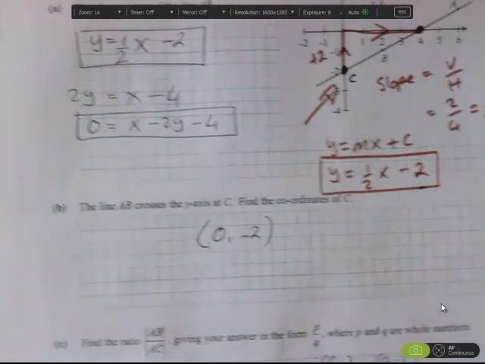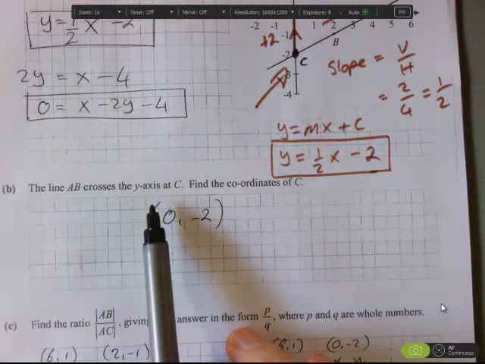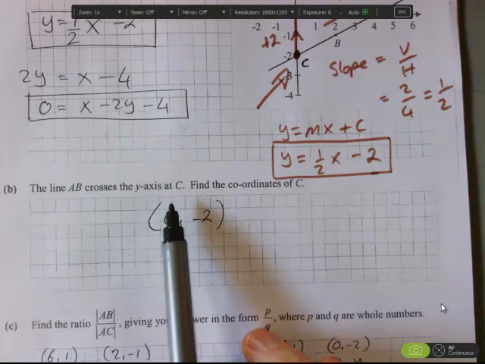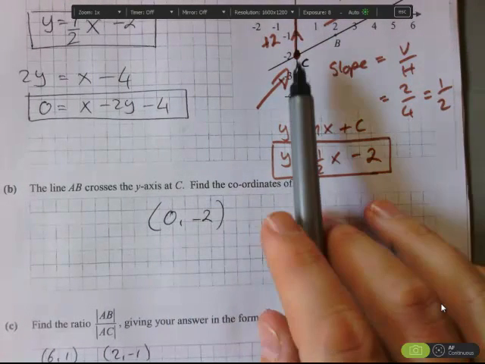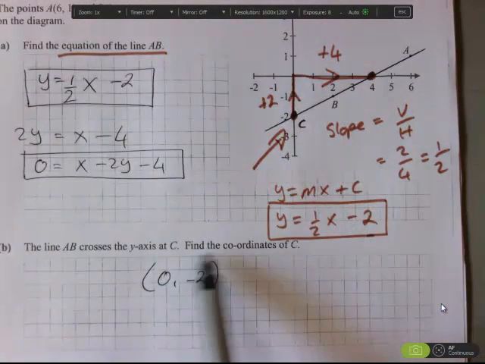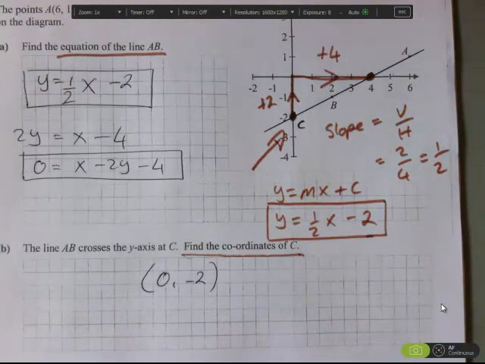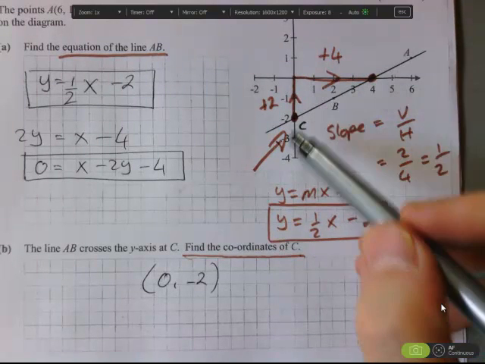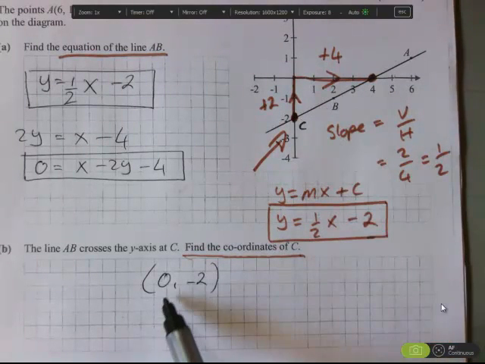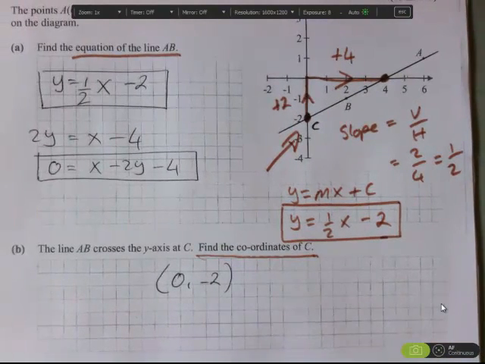So the next part of the question, part B, says the line AB crosses the y-axis at C. Find the coordinates of C. There it is there. You've already actually marked it out. But it does say find the coordinates. So if you wrote down -2, you won't be getting full marks. Okay? You must give the coordinates. So if this is the point that I'm interested in, well then the x value is 0 and the y value is -2. So to get full marks, you must give the full coordinate.